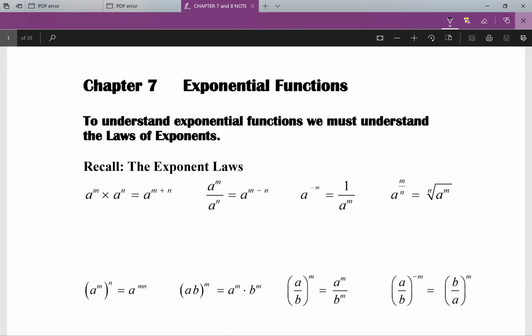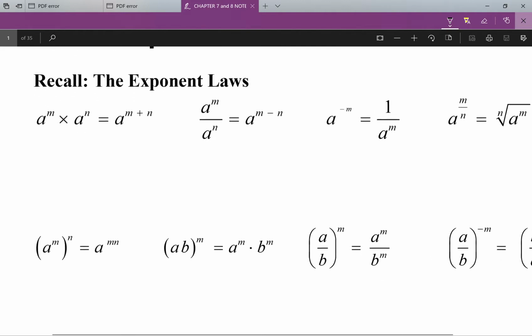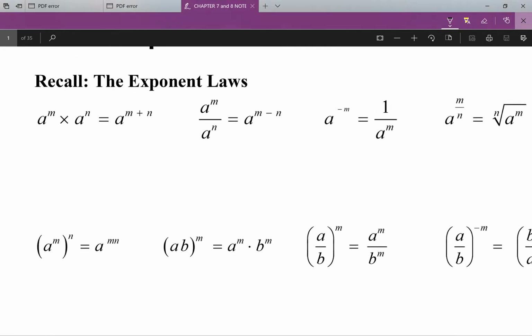So let's get right back at it with some exponential functions. To understand exponential functions, we must first understand the laws of exponents. So what we're going to do is roll through some of these exponent laws. I'm just going to use some numbers to show what's going on here and hopefully clear them up a little bit. But you've learned these in previous courses, so we're not going to spend too much time on them.